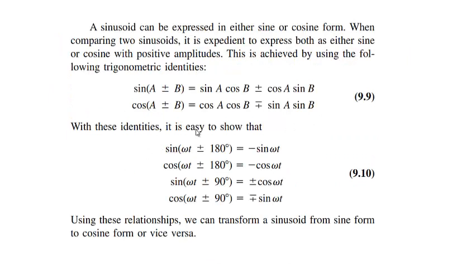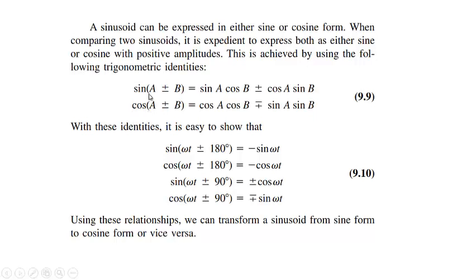Now a sinusoid can be expressed in terms of sine or cosine. When comparing two sinusoids, it is very important to express both as either sine or cos, and then it is very easy to compare them. Also, their amplitude should be positive. So there are some identities in terms of sine and cos which can help us achieve this. We can change the cos to sine, and we can change the positive sign or negative sign of the sine or cos to negative or positive.